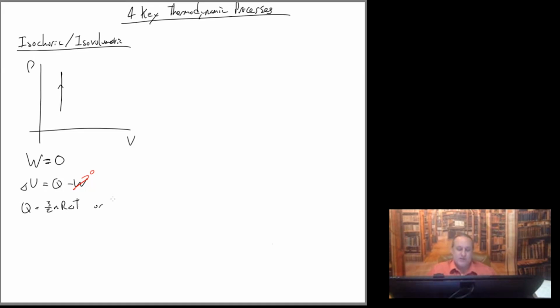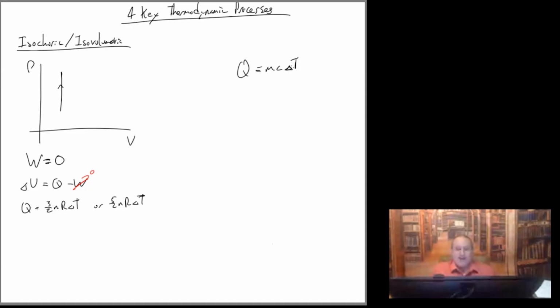or 5/2 NR delta T, depending on if it's a monatomic gas or a diatomic gas. Now let's analyze this formula and compare it with our other Q formulas. You remember from last time that we used to talk about Q equals MC delta T. I didn't spend a lot of time on it. I just wanted us to be familiar with it.